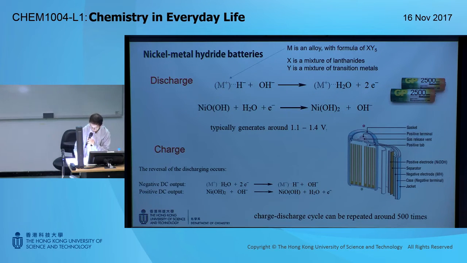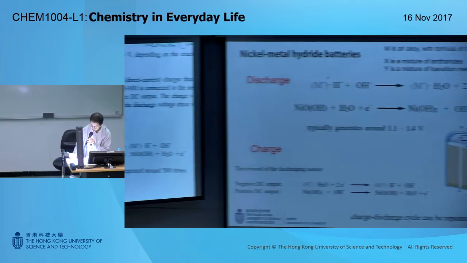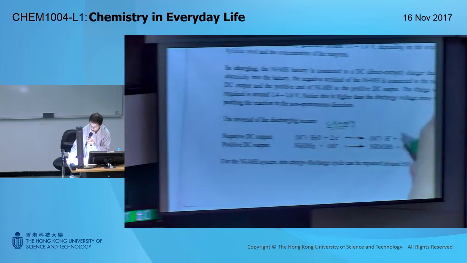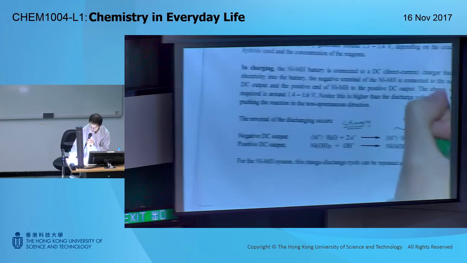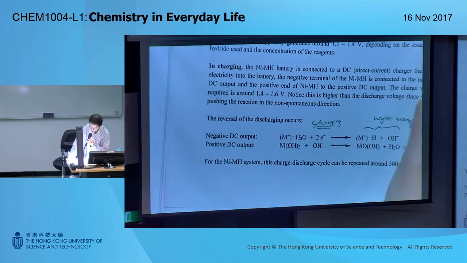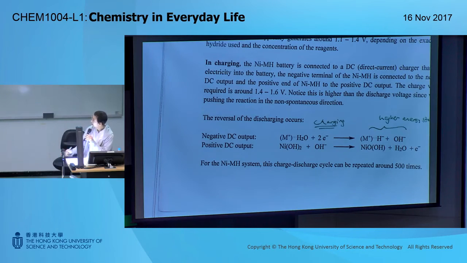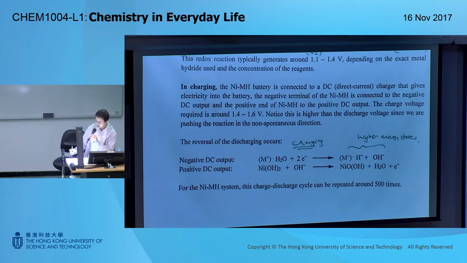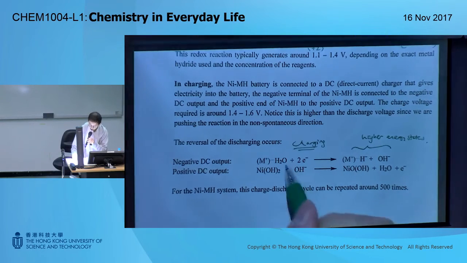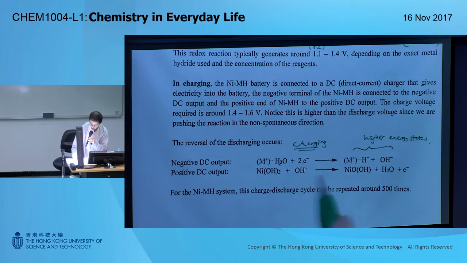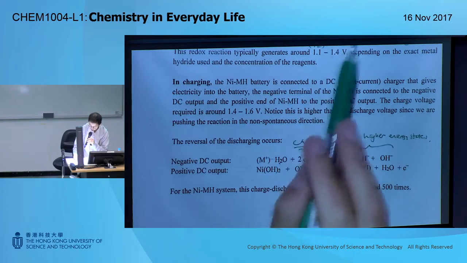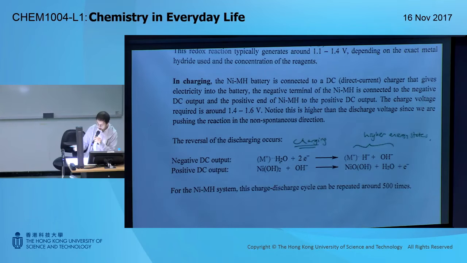So this is for charging. We need to supply energy to drive them back to this stage. These are the higher energy states, basically. By putting electricity in, we can reduce the H and oxidize the Ni. And you see all these things are going backwards. Everything is there inside the battery, and then we can push it backwards.